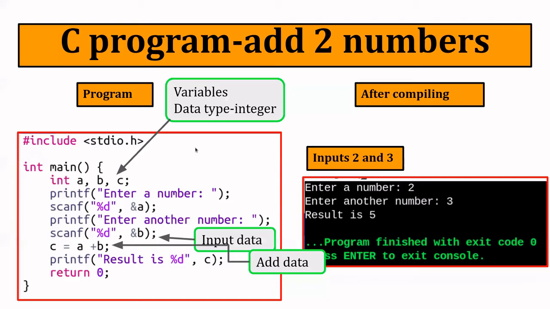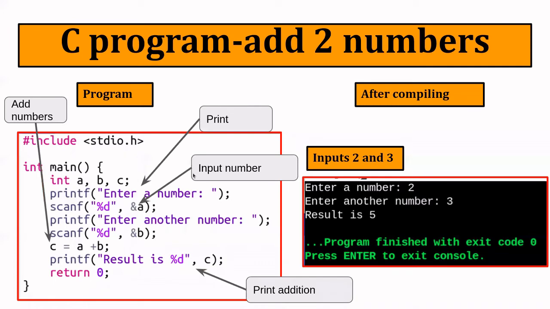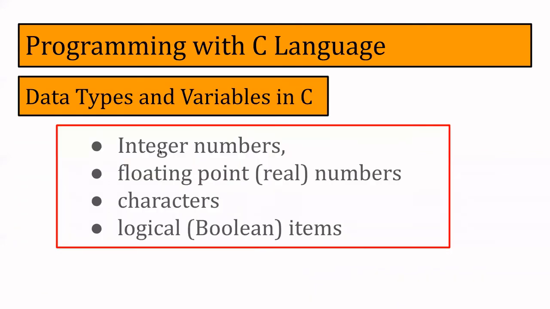It's happening. Okay. Now here also data type, variables, end of instructions, you can see. Input number, print addition. I will explain some theory about this. Data types and variables in C.